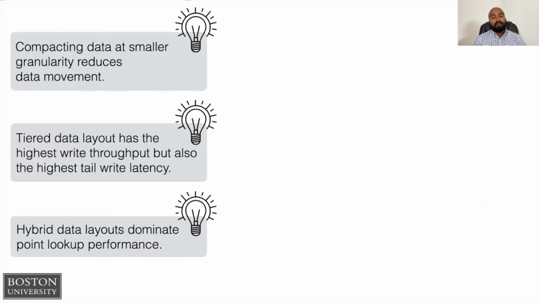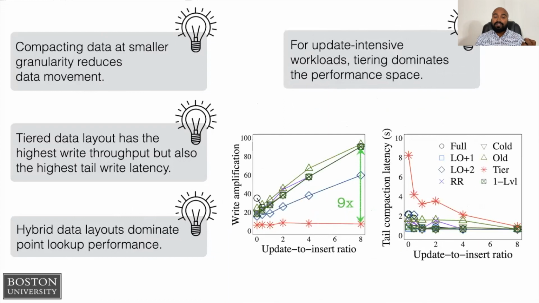Another interesting workload-specific observation is that as the fraction of updates in a workload increases, tiering begins to dominate the performance space both in terms of ingestion and lookups. While the advantages of tiering in terms of write performance get pronounced with more updates, we also observe that the high tail write latency for tiering diminishes with an increase in updates.